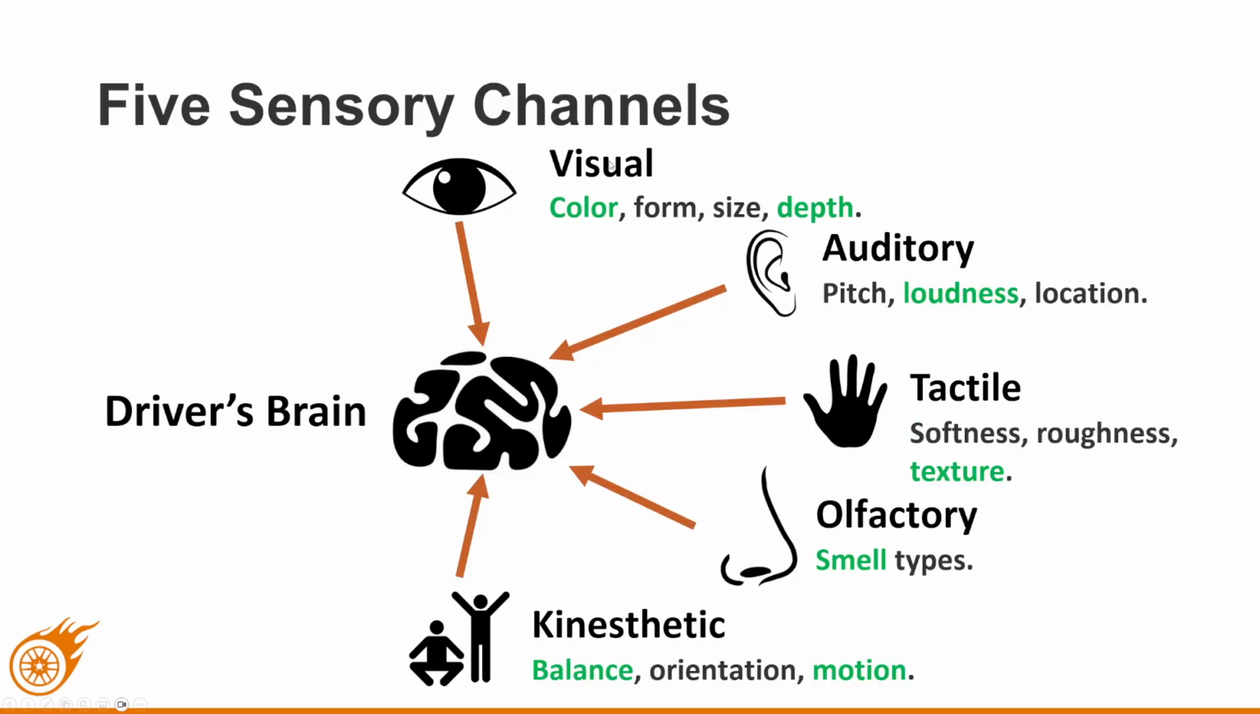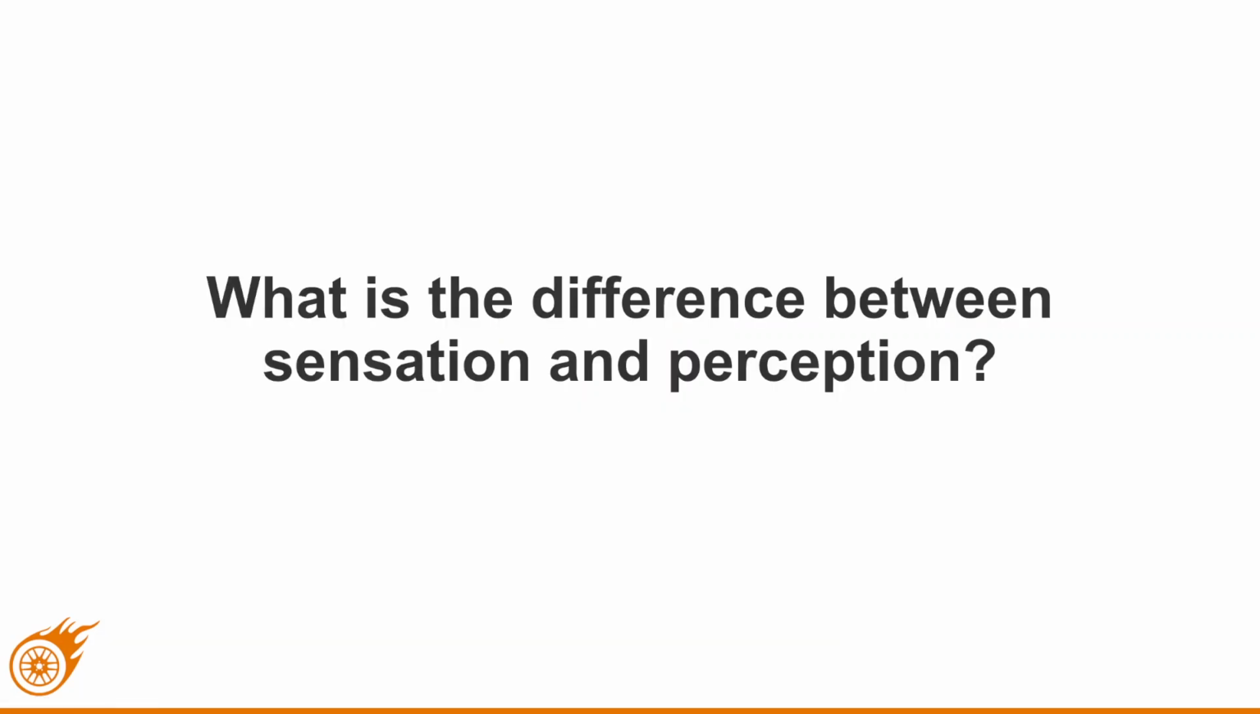Visual sensory channel, you're getting color, form, size, and depth perception. Auditory, you're getting pitch and loudness. Tactile is texture, olfactory is smell, and kinesthetic, you get your balance, orientation, and motion. So just to review, this is the kind of info each of the sensory channels gives the driver. So what's the difference between sensation and perception?